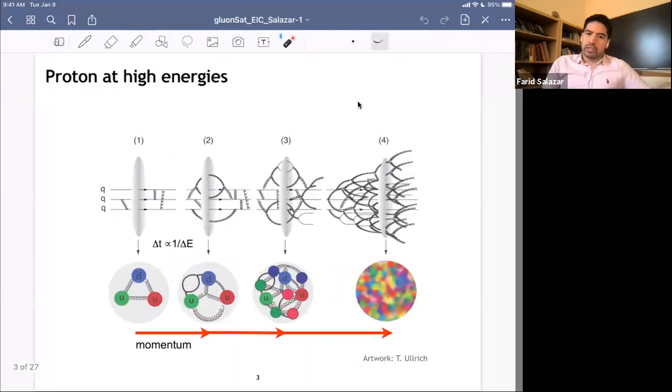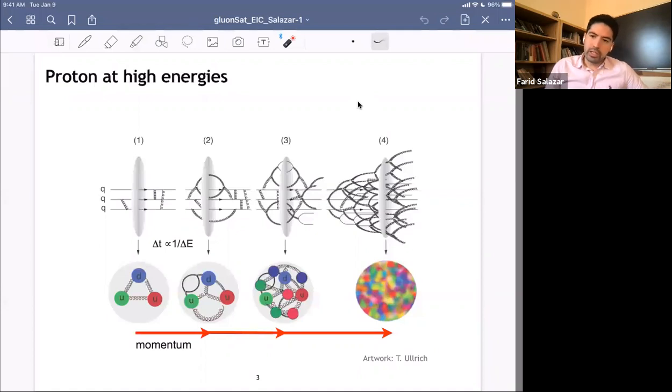So I would like to start with this picture. It's a cartoon of the proton. And as you see, when the proton is boosted to high energies for a given resolution of your probe, let's say you have DIS and you fix the virtuality of the process and you boost your proton, you're going to probe a smaller x physics.